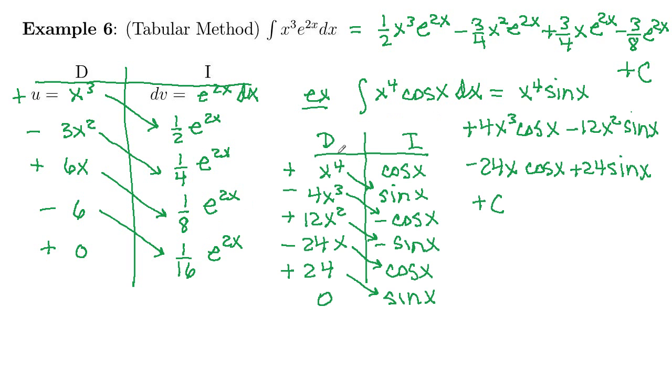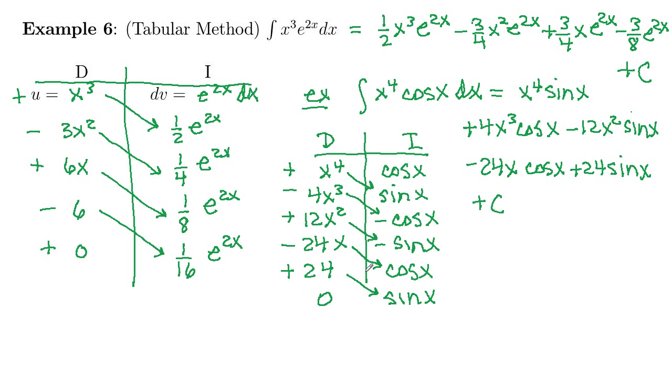So the part we're differentiating is the x to the 4th. So I differentiated until I got down to 0. The part we're integrating is the cosine. So I did antiderivatives over and over until I had enough to match up with my 0 term. So that would be 1, 2, 3, 4, 5 antiderivatives.